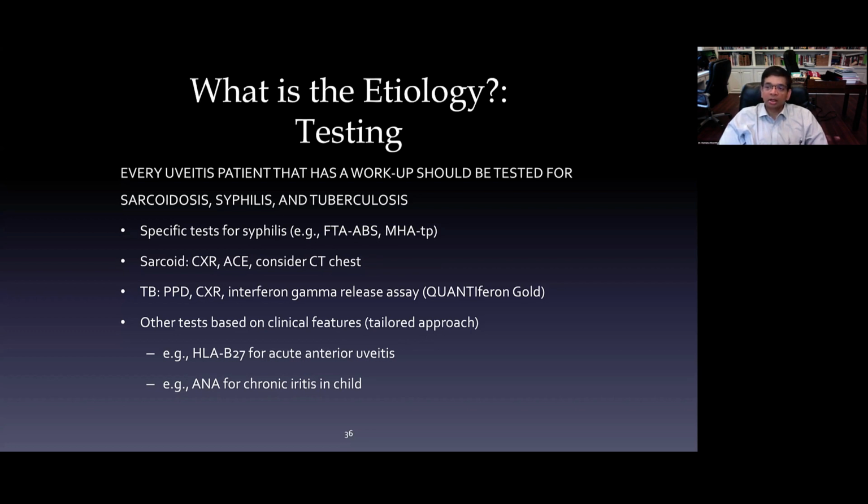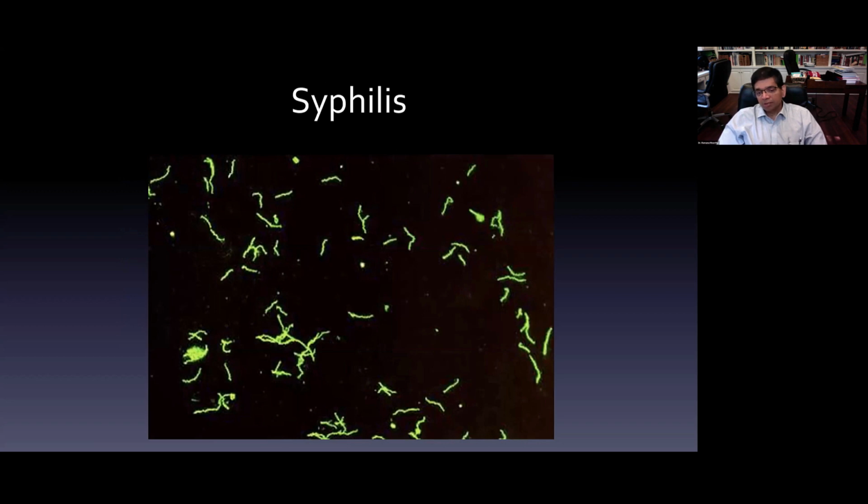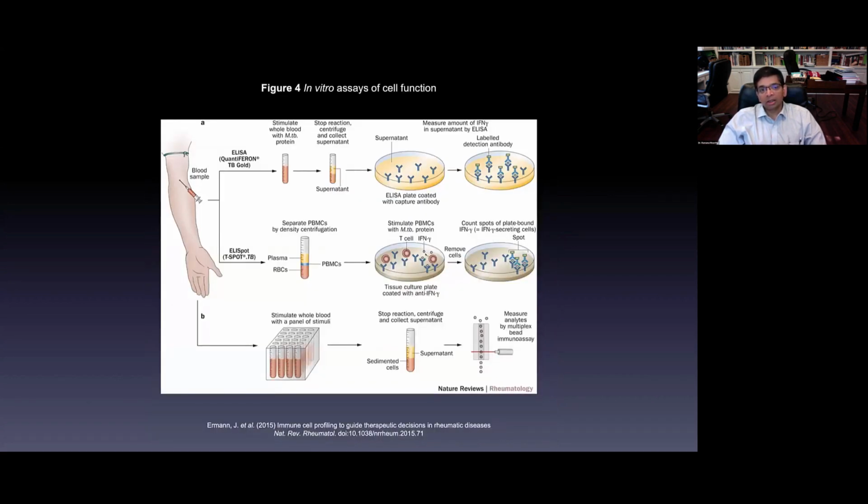One other test for somebody, an adult who presents with hypopyon anterior uveitis, we will usually check an HLA-B27. I'll come to that in a second. Syphilis, this is a dark field microscopy. This is somebody who has fluorescent treponemal antibody positivity. This is what that looks like. And this is an example.